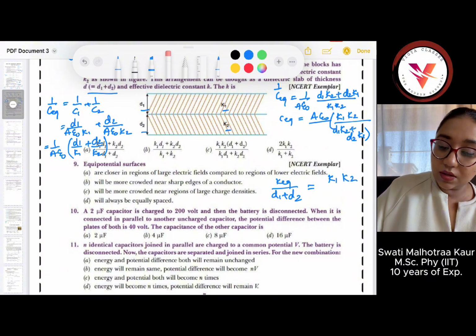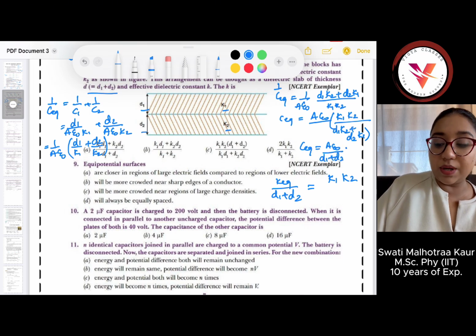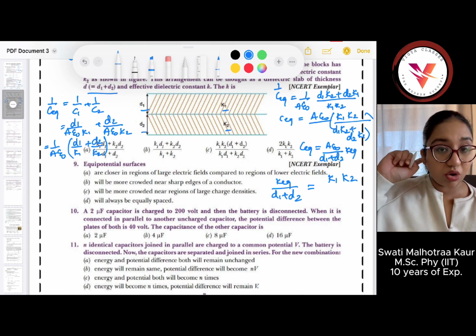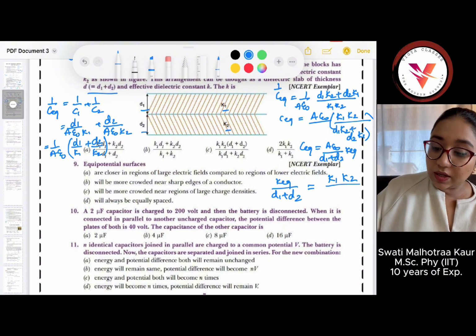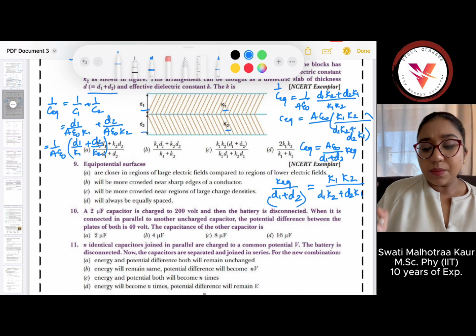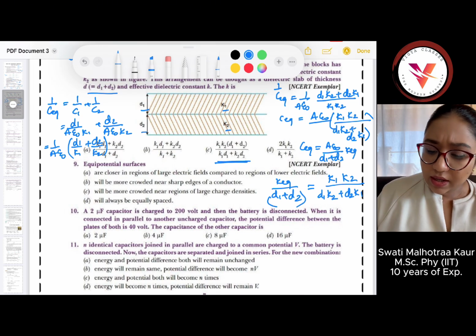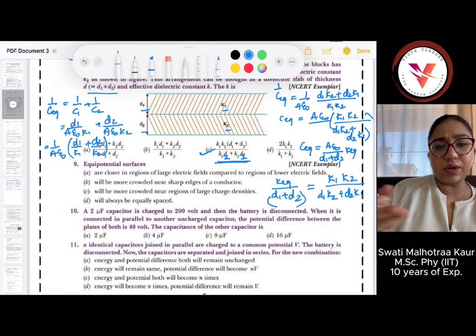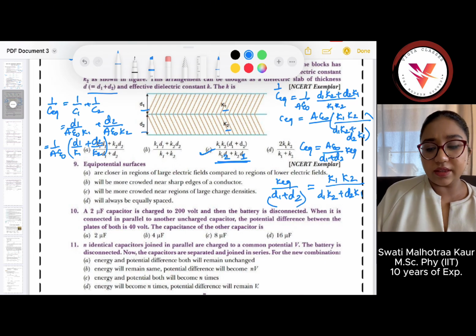I think C equivalent actually is A epsilon naught upon total thickness into kappa equivalent. Now if you compare both, then this term is equal to K epsilon naught upon D1 plus D2. That is D1 kappa 2 plus D2 kappa 1. Now this D1 plus D2 goes up, and it somehow becomes this, but here the denominator value is not right. It should be kappa 1 D2 plus kappa 2 D1. It is like this. It's simple. If it were parallel, then you simply have C equivalent as C1 plus C2, and then you can compare it.